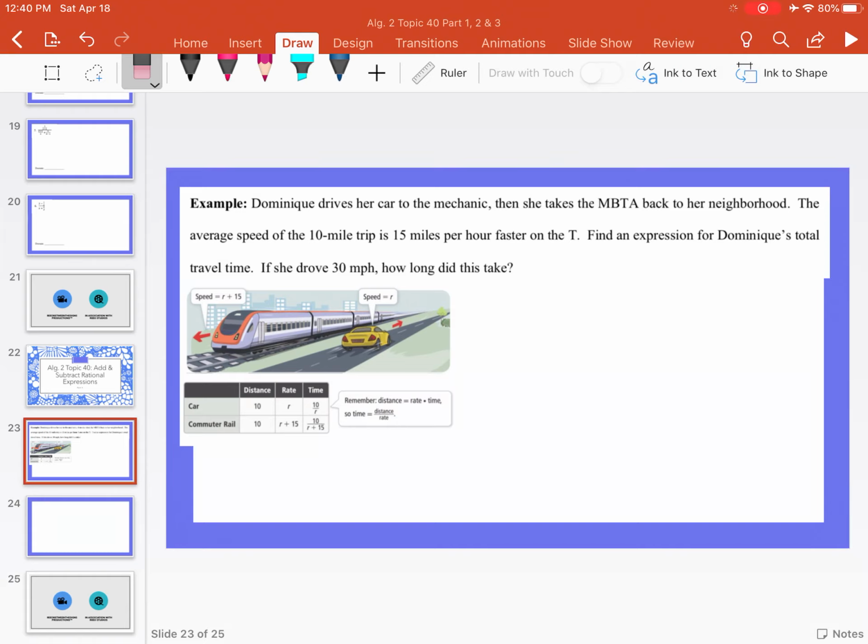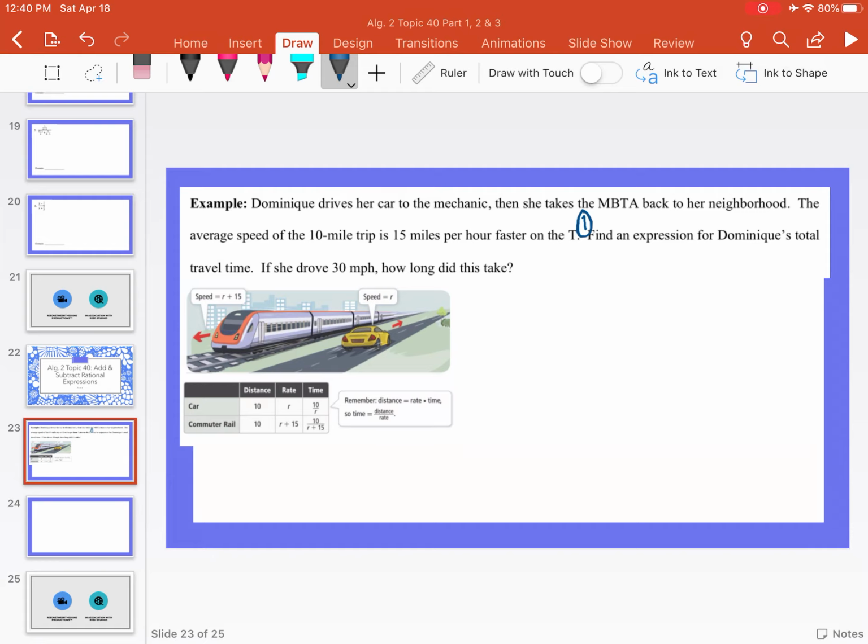So with this problem, we actually have two questions in one. The first part that I'm really going to focus on is this part right here: find an expression for Dominique's total travel time. Notice in this graphic that we have here, it gives us some interesting information about the distance, rate, and time for both a car and for the commuter rail for taking the T.